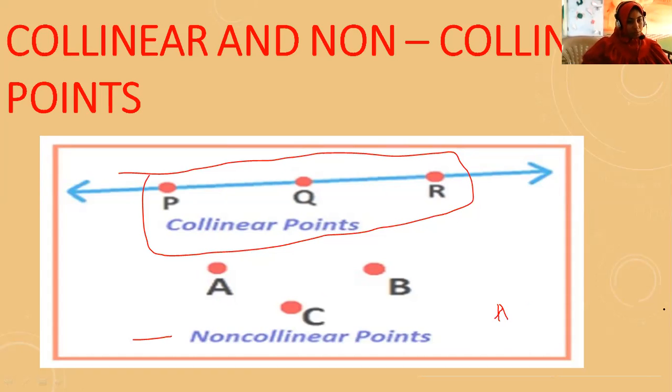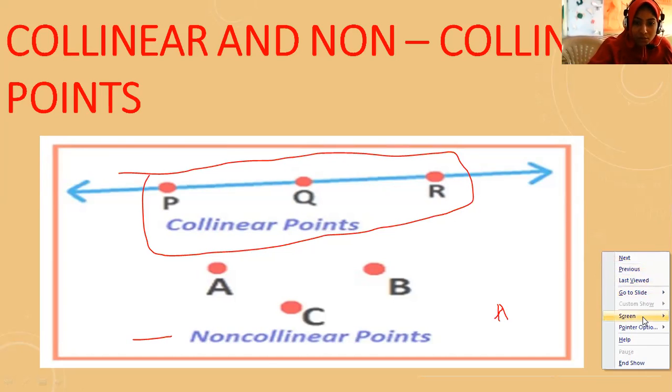Collinear points simply mean points which are coming in a single line. And the points which are not coming in a single line are non-collinear points. So here we complete our topic.